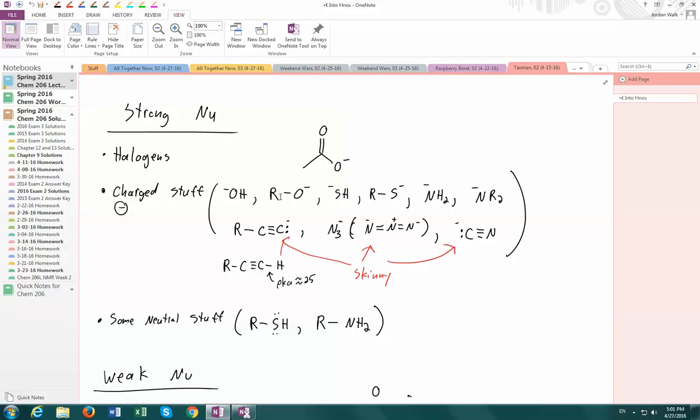Okay, so yeah, for OH-, but if you have N-methyl OH, isn't that a weak nucleophile? Well, sure, but in that case, with methanol, MeOH, the oxygen doesn't have a charge because it's a neutral oxygen. It's bound to two things.